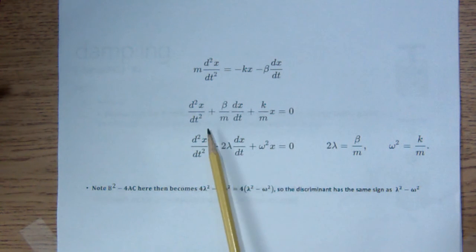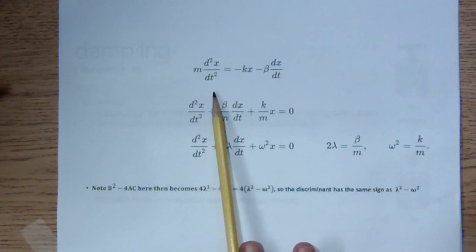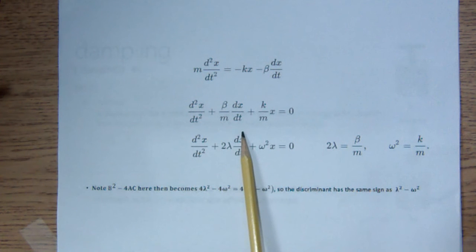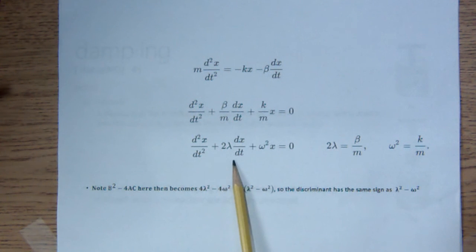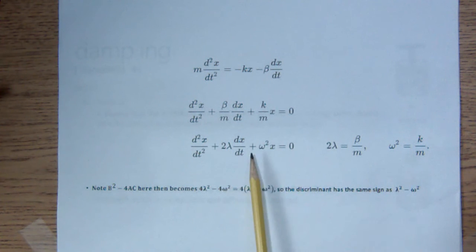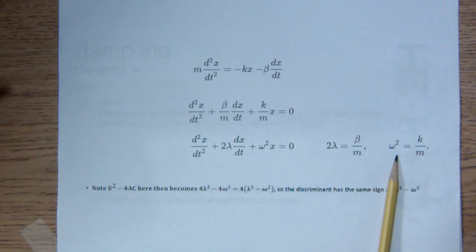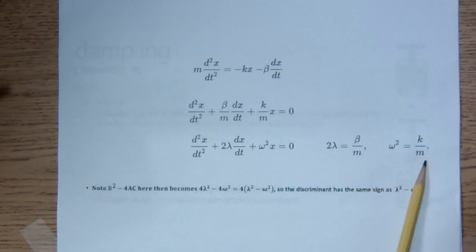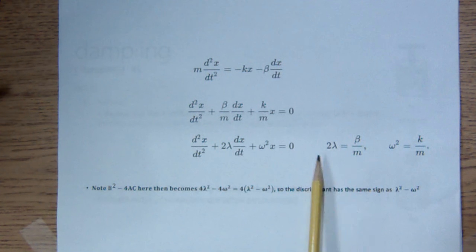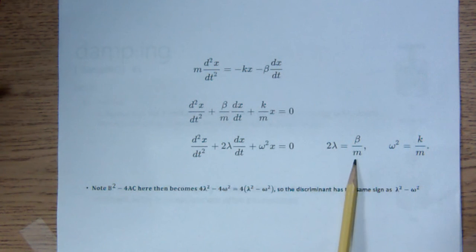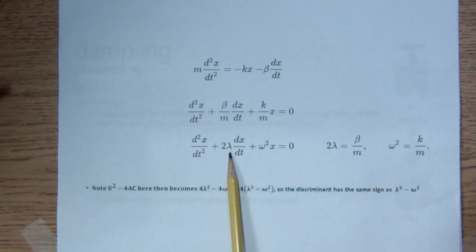Now, moving everything to the other side and dividing all the way through by m, we get this expression, which we can call this if we use, as before, omega squared equals k over m, and if we call beta over the mass to be 2 lambda.